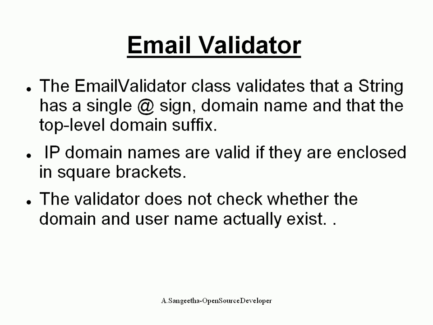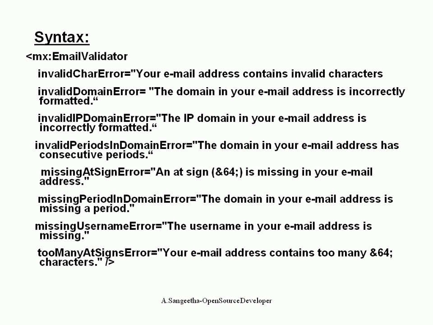Now we are going to see the syntax. We have to give the email validator tag in the MXML application. These are the properties within the email validator tag. Invalid char errors: if we give the email address wrongly, it gives the error, your email address contains invalid characters. Invalid domain error: if we give the domain wrong, it gives the error, the domain in your email address is incorrectly formatted.